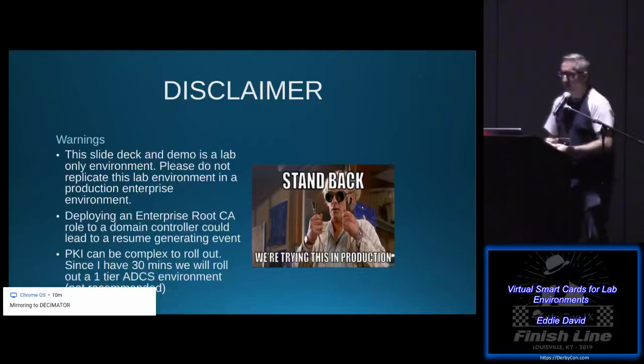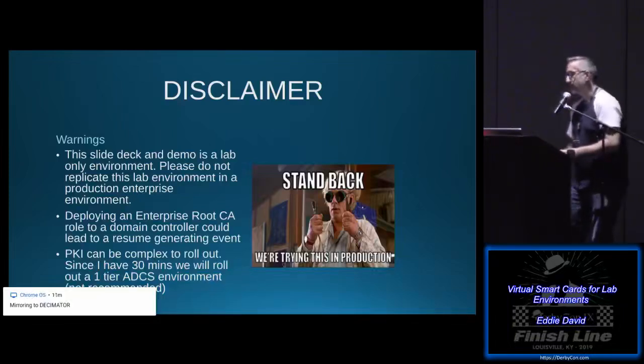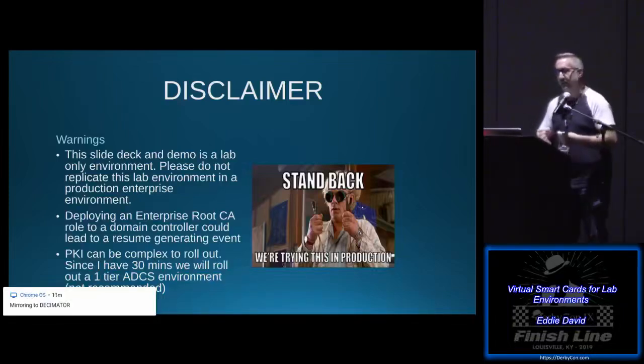So deploying an enterprise root CA role to a domain controller could lead to a resume-generating event. I don't suggest that at all. But that's what I do in my lab to conserve space and reduce memory footprint. And PKI can be complex to roll out. So I have 30 minutes to do this, so we're just going to do a 1-tier ADCS environment. Don't recommend it.